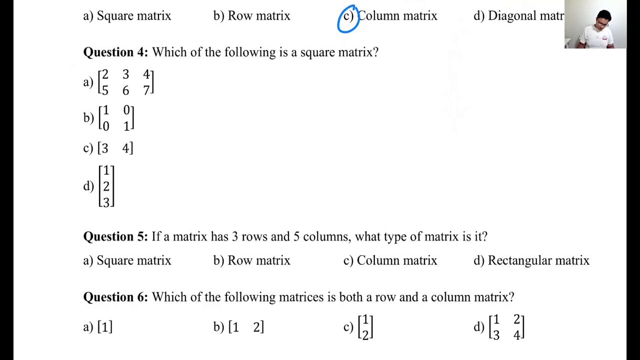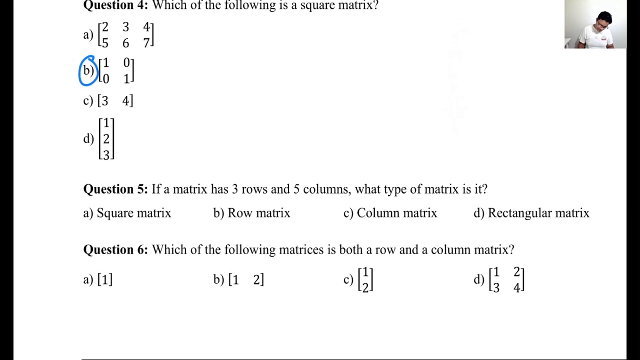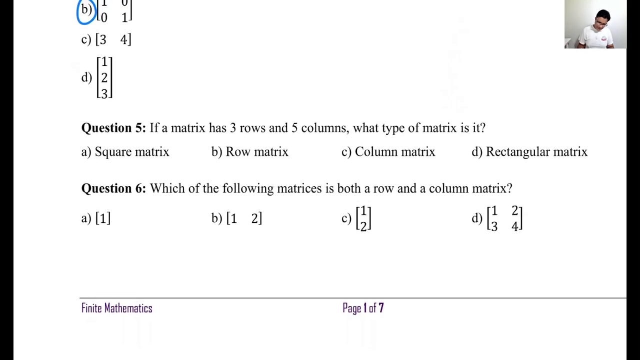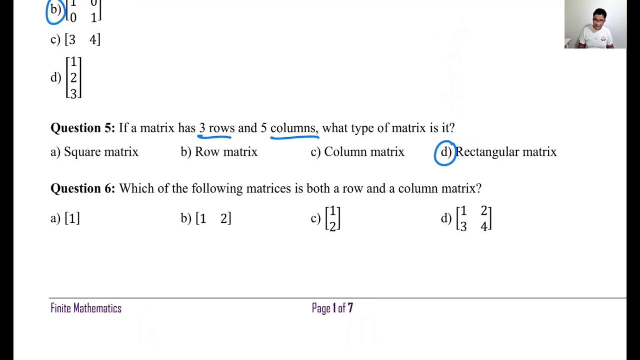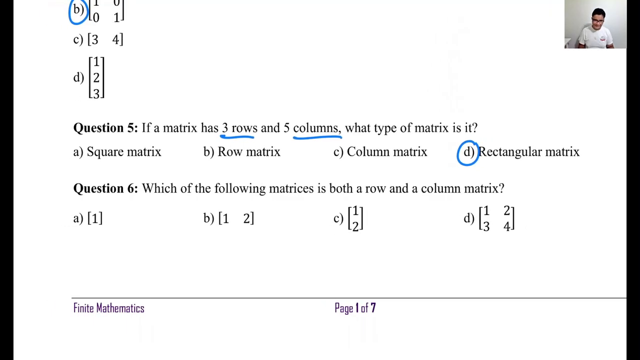Which of the following is a square matrix? And I think now it's clear. We already saw that example. If a matrix has 3 rows and 5 columns, what kind of matrix is it? Now this does not have an equal number, right? Different number of rows and columns. So it is just a regular rectangular matrix.